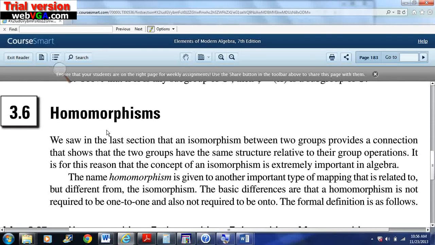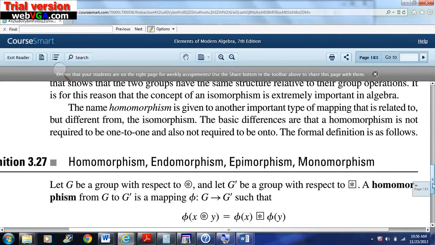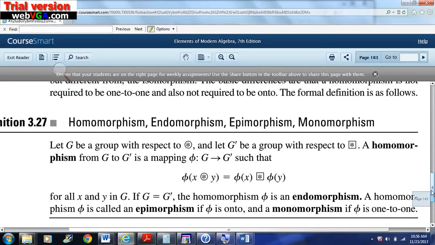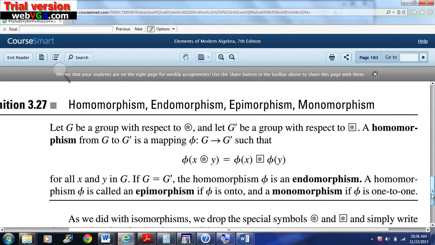This lecture is on homomorphisms. The first thing we have in this discussion is the definition of homomorphism.